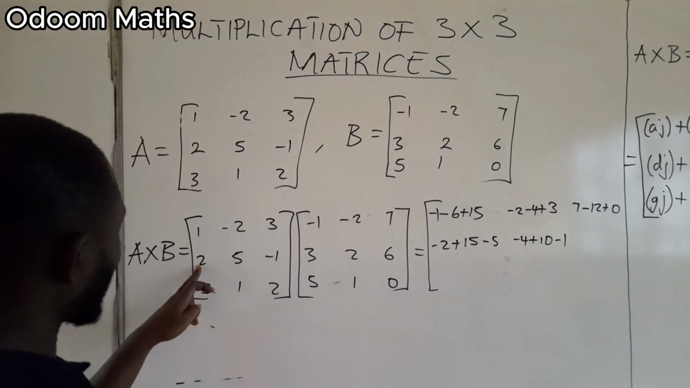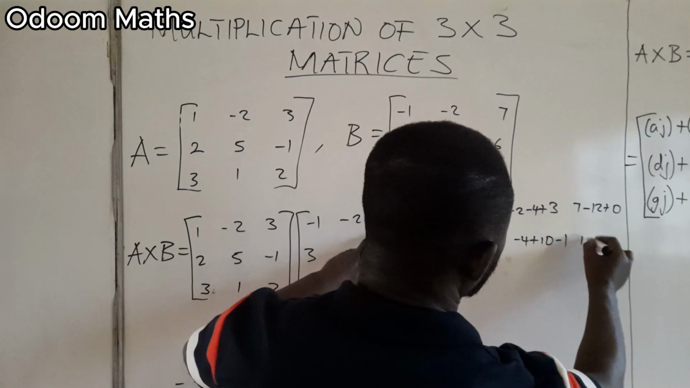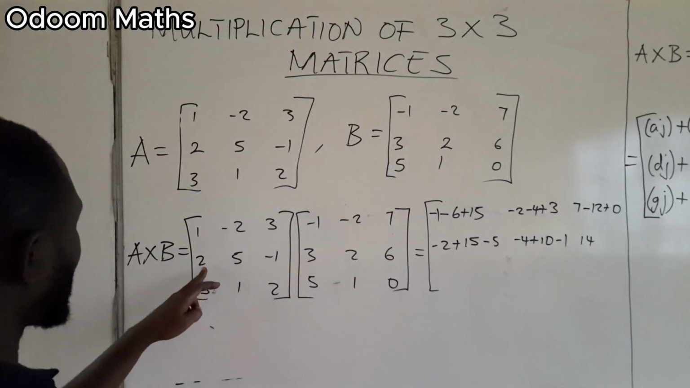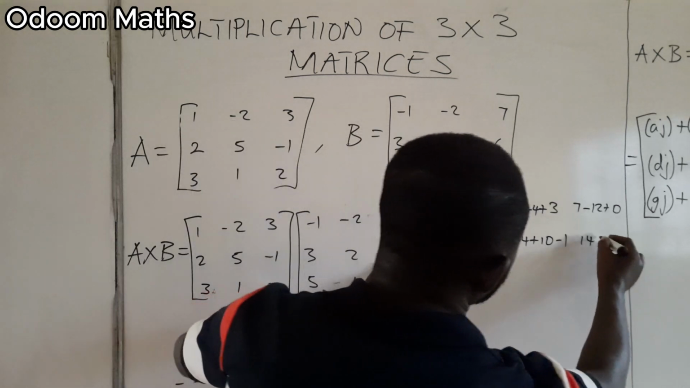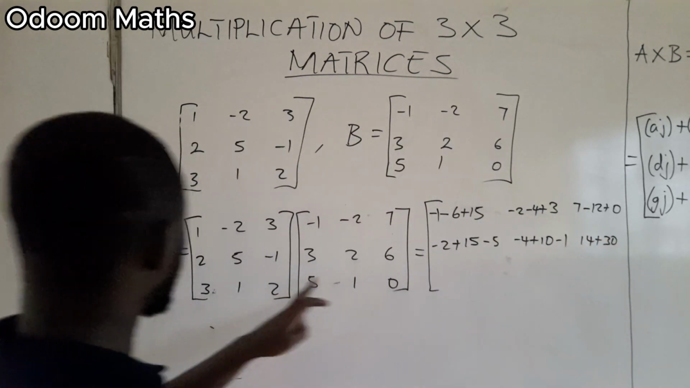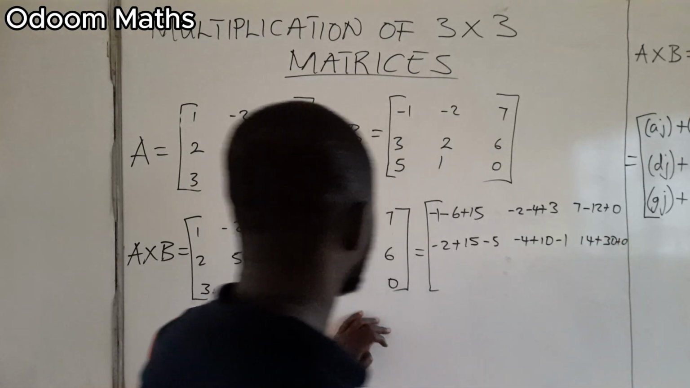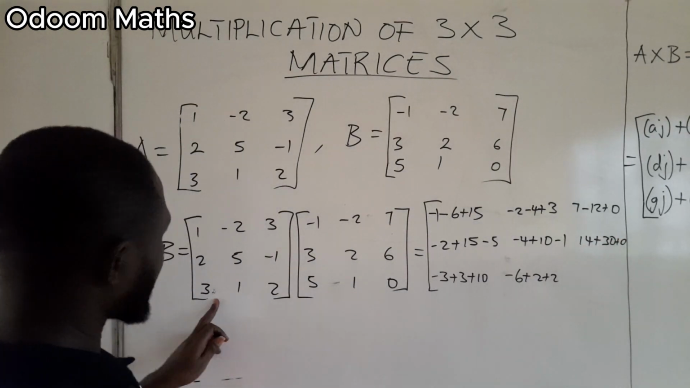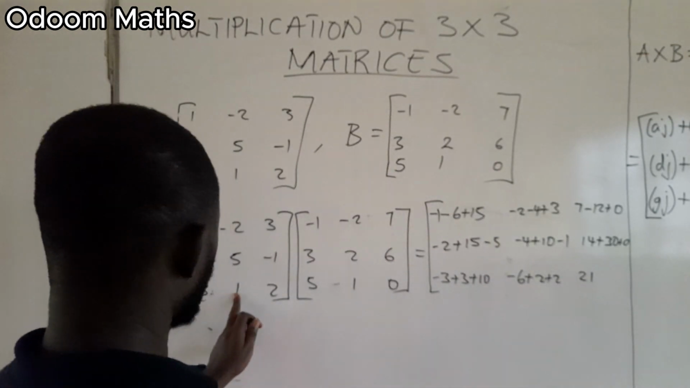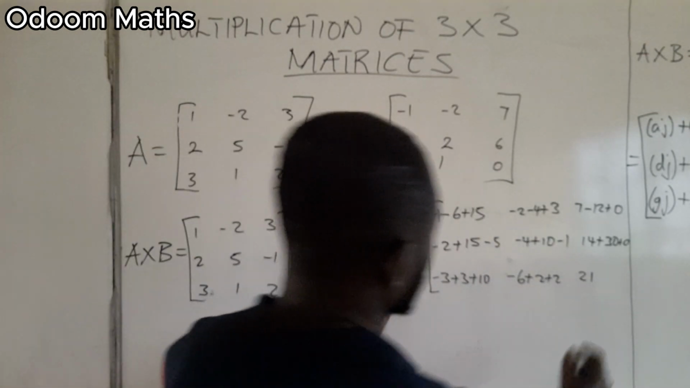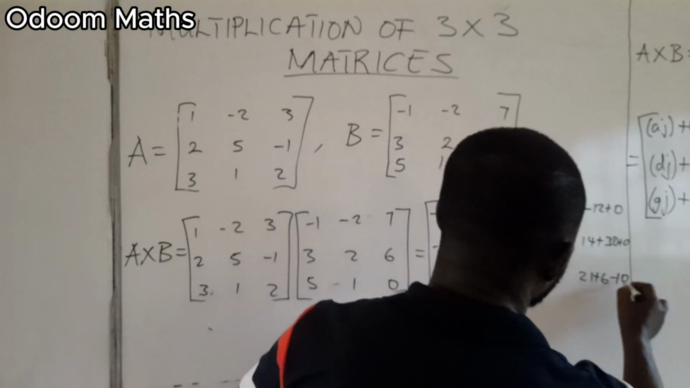Then 2 times 7 is 14. Then 5 times 6 plus 30. And then negative 1 times 0 is 0. Okay. Then 3 times 7 is 21. 1 times 6 is 6. And then 2 times 0 is 0.